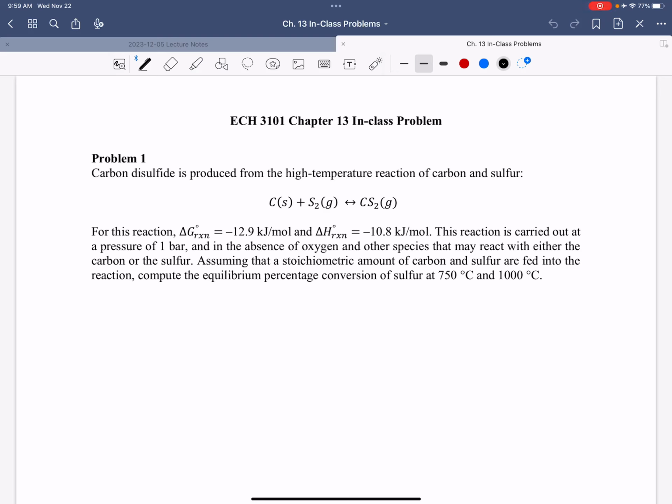Let's practice using our equilibrium constant framework for analyzing equilibrium reactors. In this in-class problem, we're dealing with a system in which we're producing carbon disulfide by reacting solid carbon with sulfur gas. We're told the standard state Gibbs energy of the reaction, and also the standard state enthalpy of the reaction.